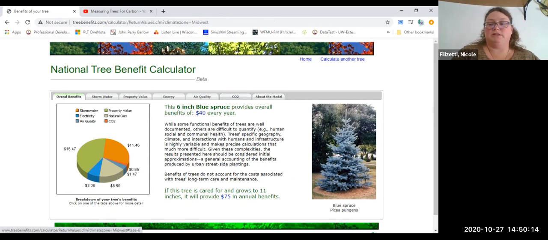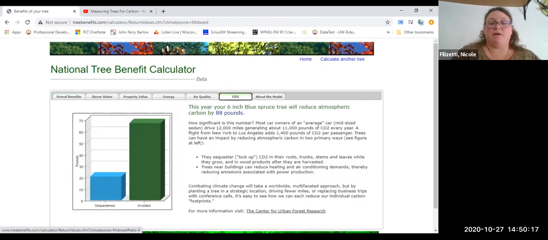If we jump over to the CO2, we have about the same number, a little lower than what our other model had shown for how much it sequesters, but quite a bit for how much is avoided. So again, this means the carbon that the tree stores. This means the carbon that it eliminates us from having to produce, from having to give off into the atmosphere by our activities.